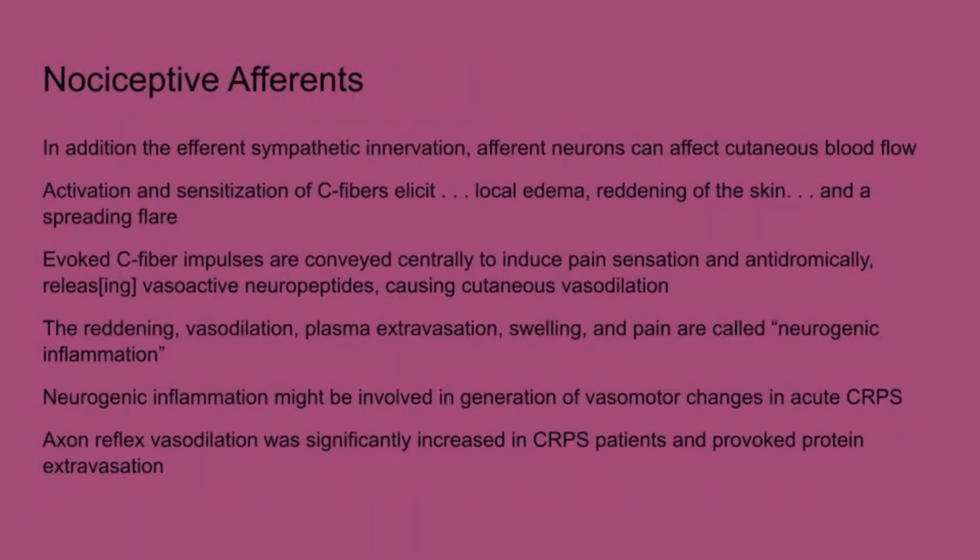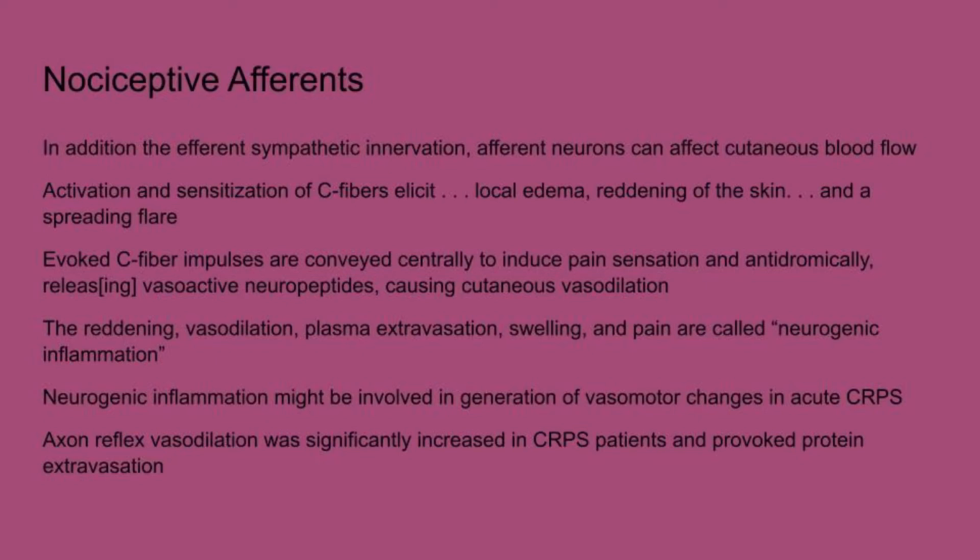Let's move on from the sympathetic efferents to the nociceptive afferents, which are pain signals coming into the brain. In addition to the efferent sympathetic innervation, afferent neurons can affect cutaneous blood flow. Activation and sensitization of C fibers elicit local swelling and reddening of the skin, as well as spreading flare. These sensations evoked by C fiber impulses are conveyed centrally to induce pain sensation and antidromically, which is going up the nerve and then going right back down to the target organ, releasing vasoactive neuropeptides and causing cutaneous vasodilation.